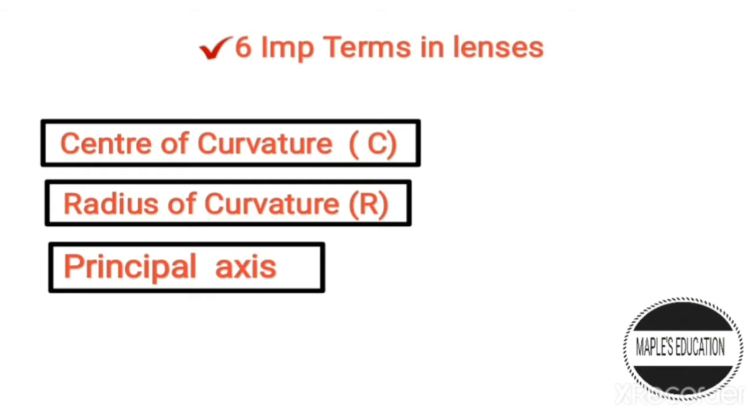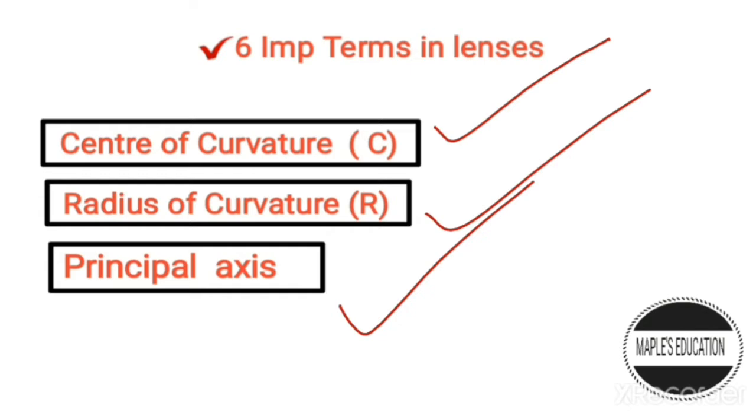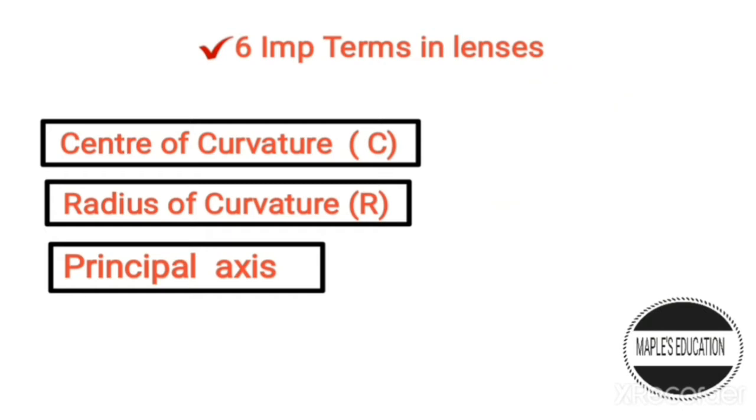Now moving to the next part, you must understand the six important terms in lenses before you begin further with this chapter. So the six important terms in this chapter are, the first one is the center of curvature. The second one is radius of curvature. The third one is the principal axis. The center of curvature is denoted by letter C, radius of curvature by letter R, and principal axis.